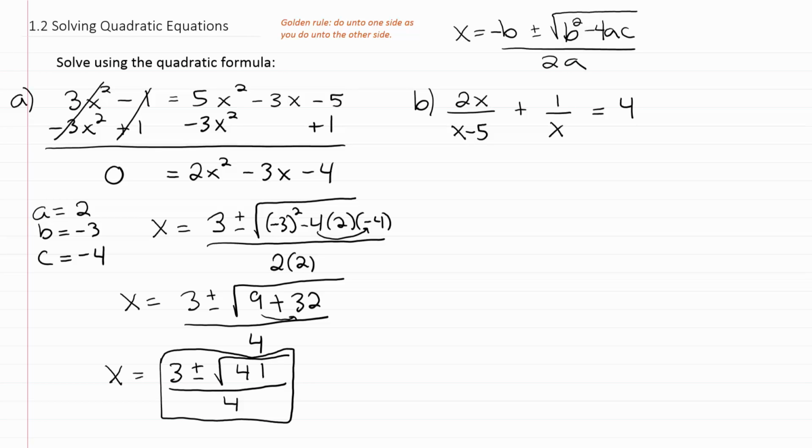So we need to multiply everything by the LCD. The LCD for this example is x times x minus 5. So we'll multiply every piece by that, right? So remember the way we do this. We do 2x, put a long space, then we'll have x minus 5, then we'll have plus 1, put a space, put the value x there, and then equal to 4, and just leave room to put the LCD there.